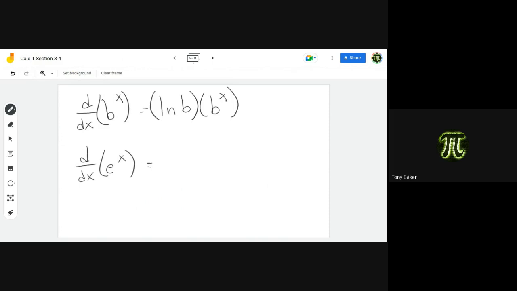What's the derivative of e to the x? Looking at the rule I have above me. b is just e, right, in this situation. So I'd have ln of e times e to the x. What's ln of e? 1. So that's e to the x, which we've already claimed and stated that's true, right? So it's still true with this rule.